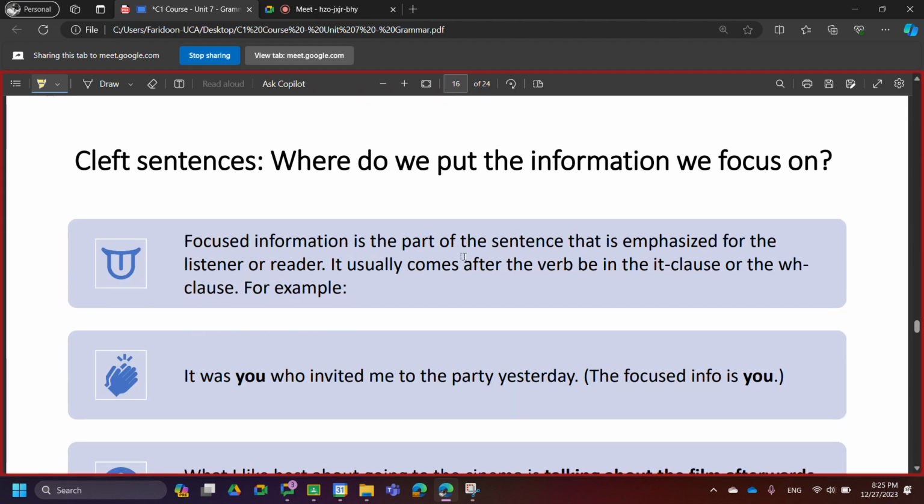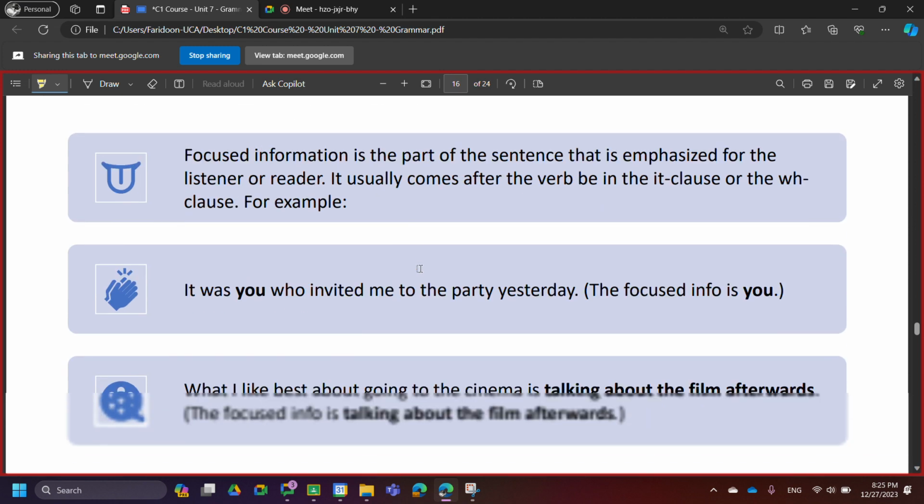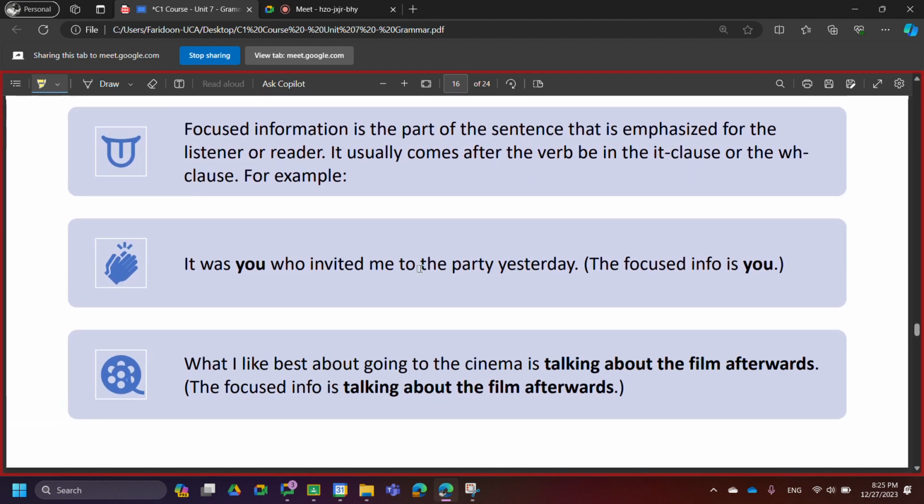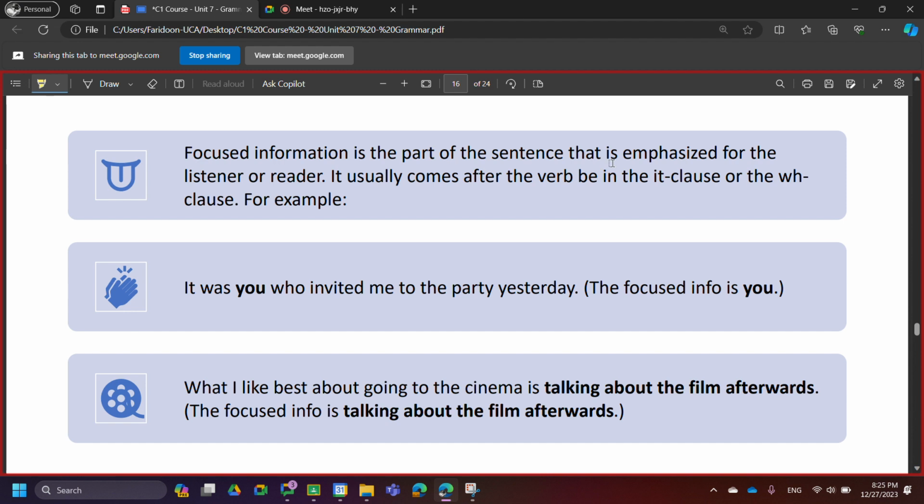Okay, where do we put the information we focus on? So let's see. Focused information is the part of the sentence that is emphasized for the listener or the reader. It usually comes after the verb be in the it clause or in the WH clause. Example, "It was you who invited me to the party yesterday." The focused information is you. So the focus is on you. It was you.